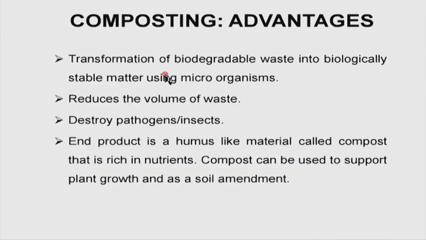So composting has several advantages. You may know that it transforms biodegradable compounds into biologically stable matter, and it reduces the volume, many times the mass also. It destroys pathogens and insects. This is very important, because otherwise, if we do not do the composting and put this waste to agriculture use or into our crops, it will carry pathogens that may be dangerous. So composting can reduce pathogens. And whatever we get after composting is a humus-like material, which is rich in nutrients and can act as a stabilizer or soil conditioner. Along with your fertilizer, you can use this in your agriculture farm.